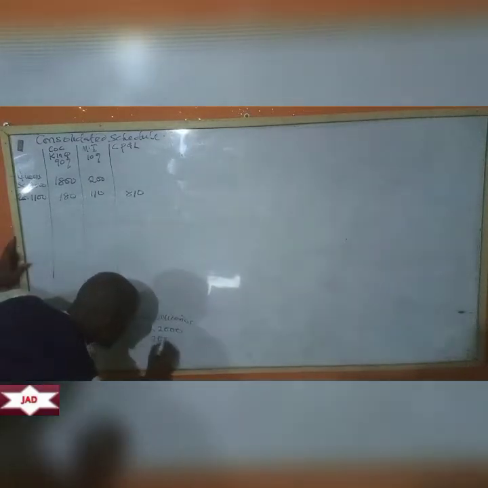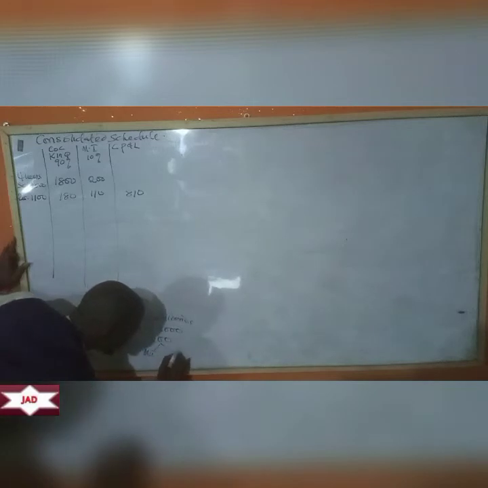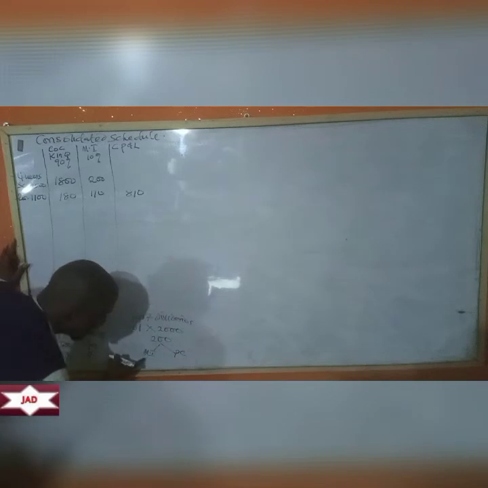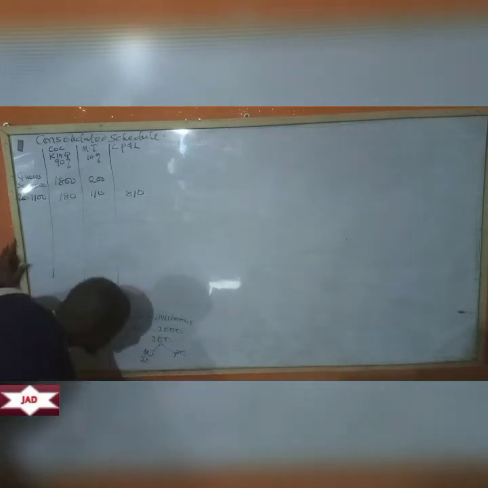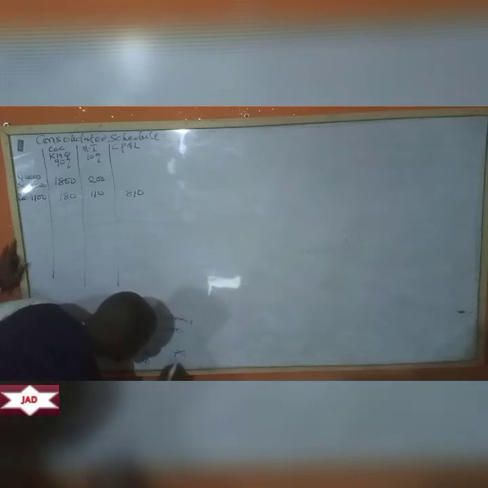You have 200, right? Now, of course, that will be going to minority interest and parent company. So parent company will take 90% and minority will take 10%. So this guy here is 20, right? 10% of this. Then this guy will take 90%, which is 180.